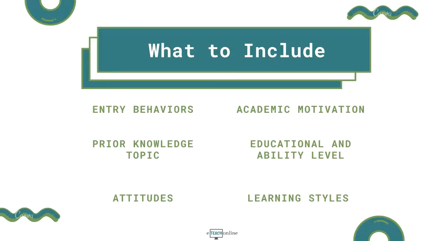What to include in your analysis? The aspects that should be included in the learner analysis include entry behaviors, prior knowledge of the topic, attitudes, general academic motivation, educational and ability level, and learning styles. Now let's talk more about each of these aspects in more detail.